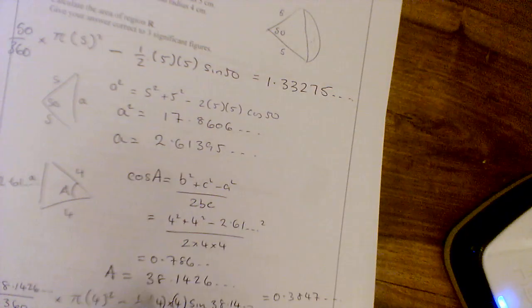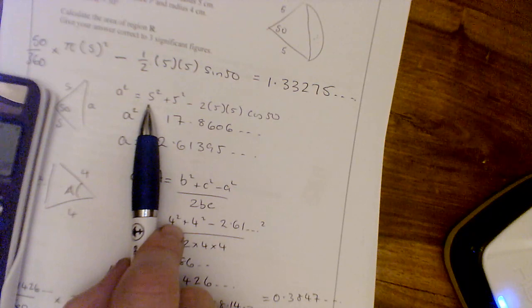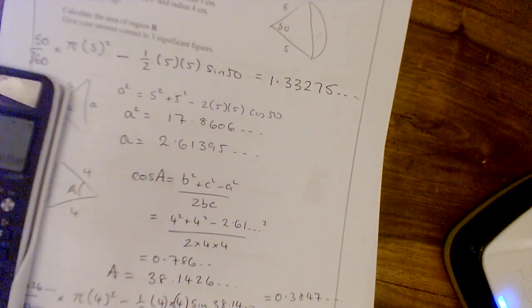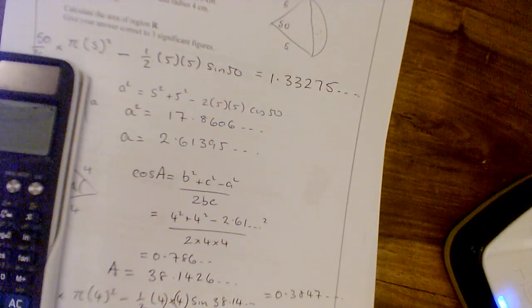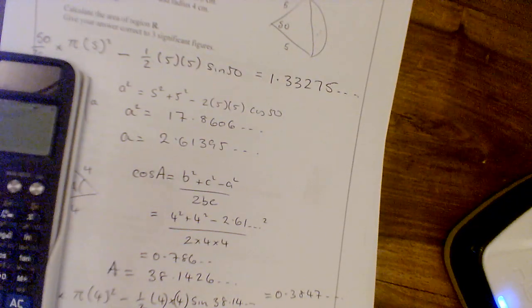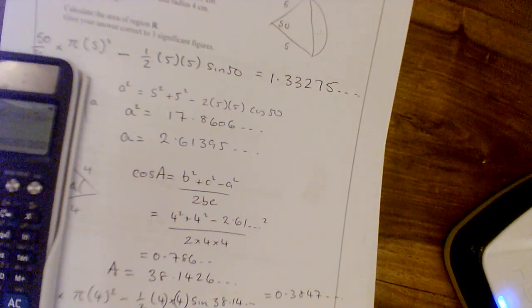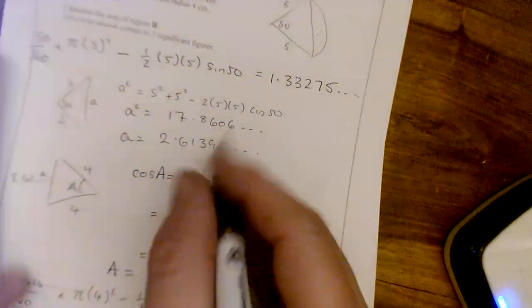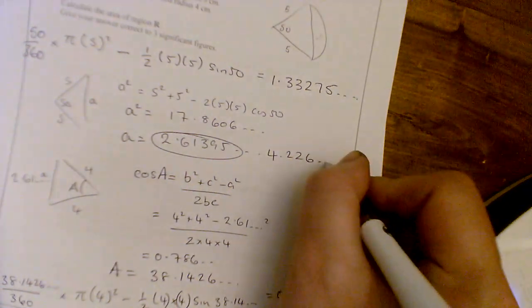So A should be, if I just try to jump the gun here, A squared is, alright, let's try that one. So 5 squared plus 5 squared take away 2 times 5 times 5 cos 50 equals 17.86 or so. And then square root of that one. Where have I got 2 from? That's not even close, is it? Square root of ANS. It's 4.2. Where did that come from? Where did I get that? So that mess is wrong. That should be 4.226, whatever that's going to be.